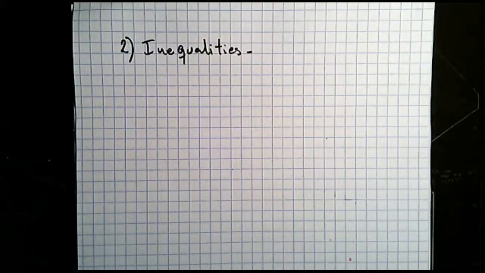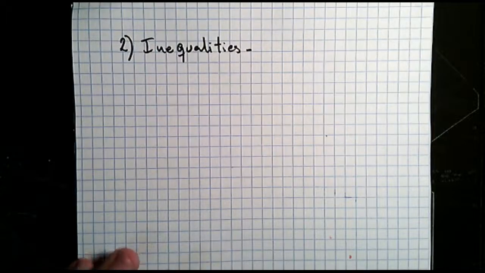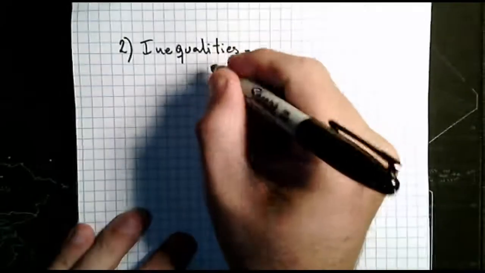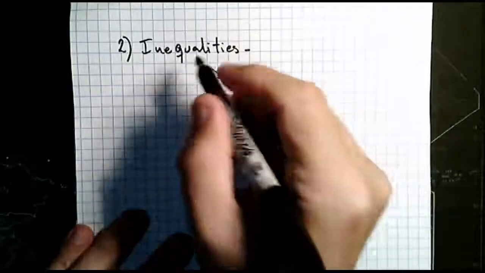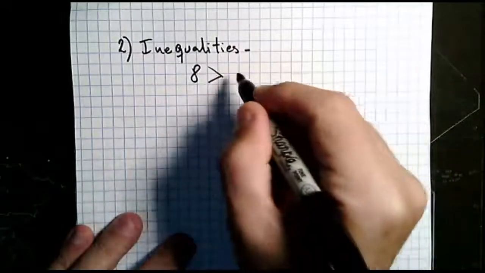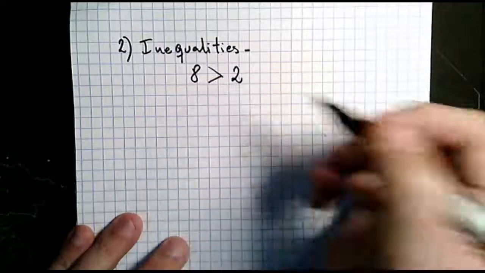Okay, next we are going to solve some inequalities. Number one, I am going to say that this sign is greater than. Going to the right is greater than. For example, the number 8 is greater than the number 2.